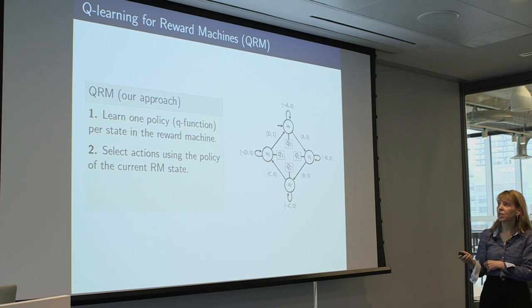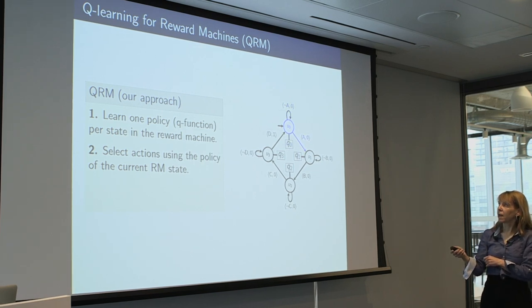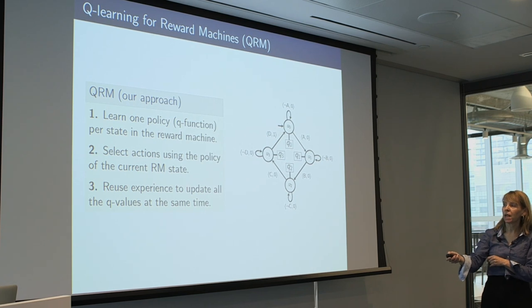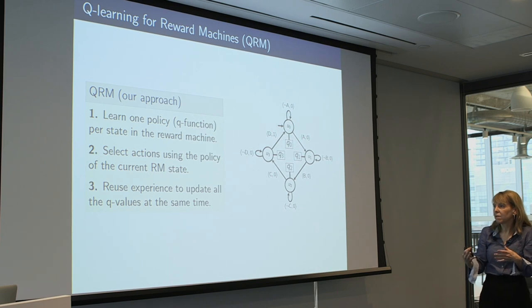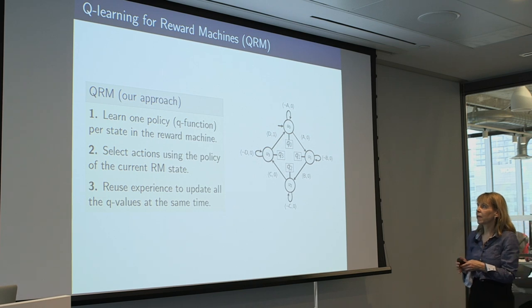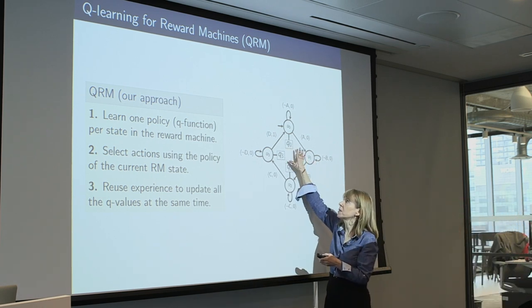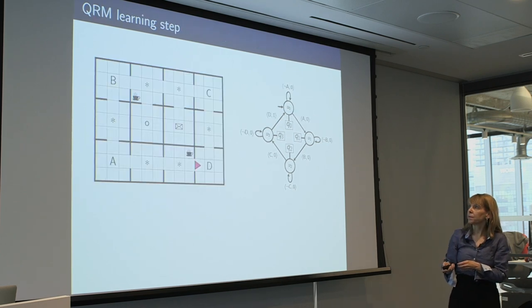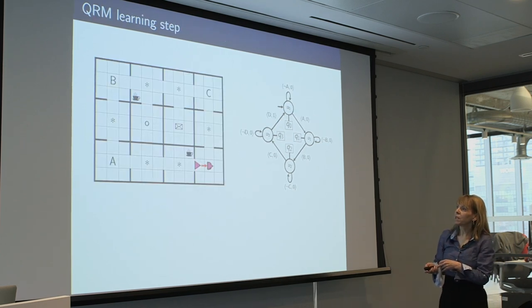We're going to select an action using the policy of the current reward machine state, and then, for example, Q0, and then we'll go to A0, and so on, Q1, and then we'll reuse the experience to update all the Q values. So we're using off-policy learning and experience replay techniques in order to do some of this. So again, the idea is that we're going to learn all of these policies simultaneously, and then we're going to transition through them.